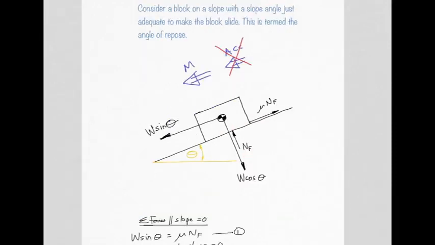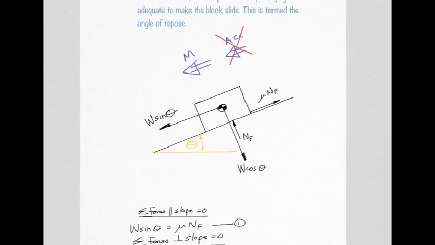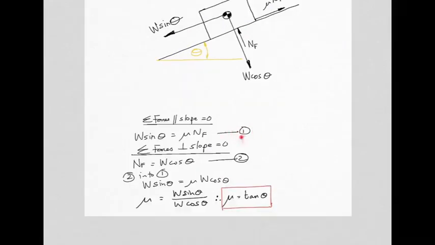Let's start by summing the forces parallel to the slope. Okay, so we have W sine theta as a force parallel to and down the slope, and it's equal to the only other force that is parallel to the slope, which is mu NF. Let's call that equation 1. Next, let's sum the forces perpendicular to the slope, and there we have NF equal to W cos theta, equation 2. Then let's take equation 2 and put it into 1.